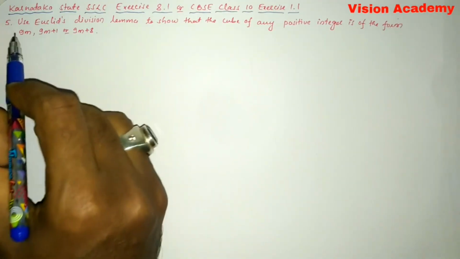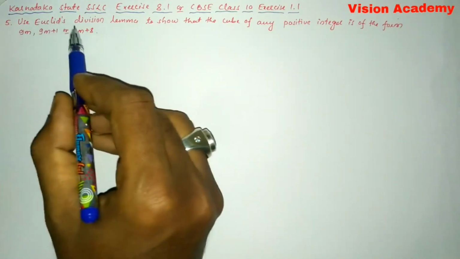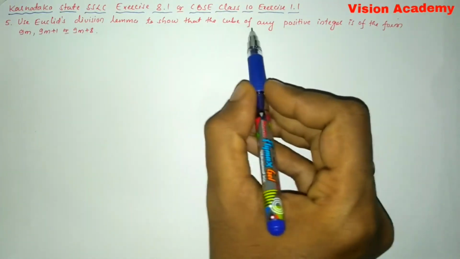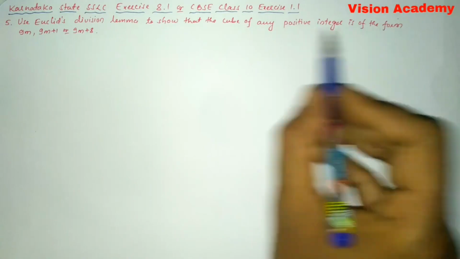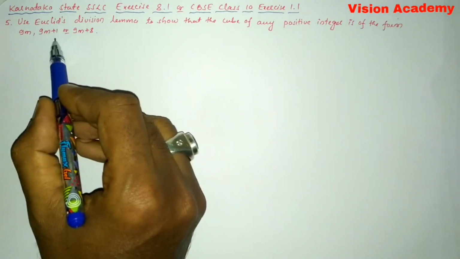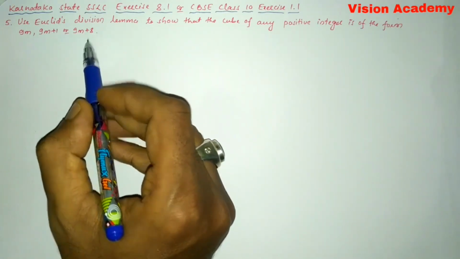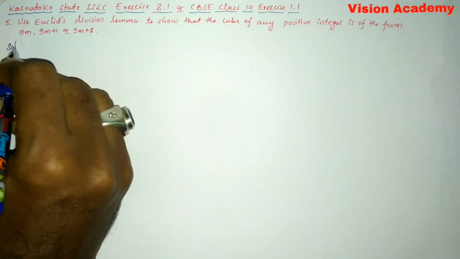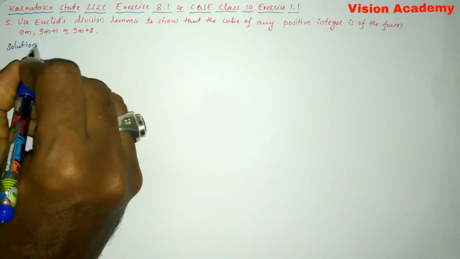Let us continue with question number 5. Use Euclid's division lemma to show that the cube of any positive integer is of the form 9m, 9m plus 1 or 9m plus 8. Now let us find the solution for the given problem.